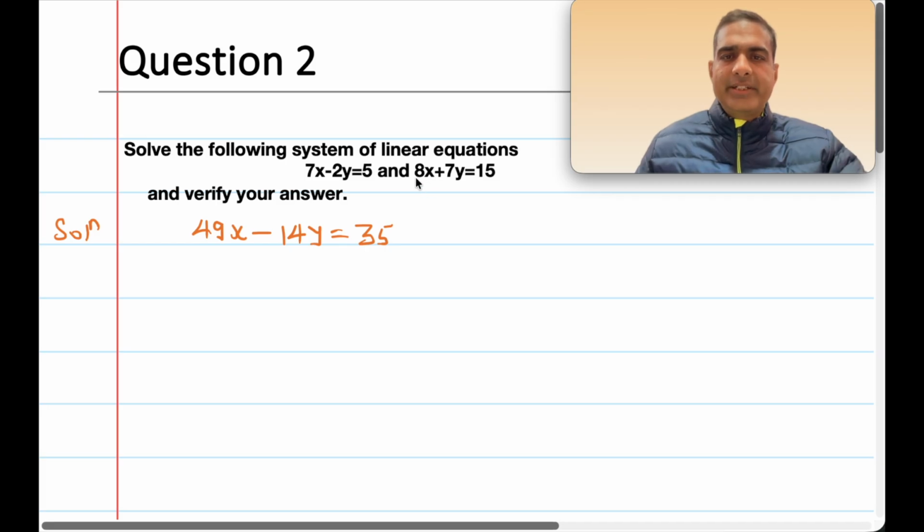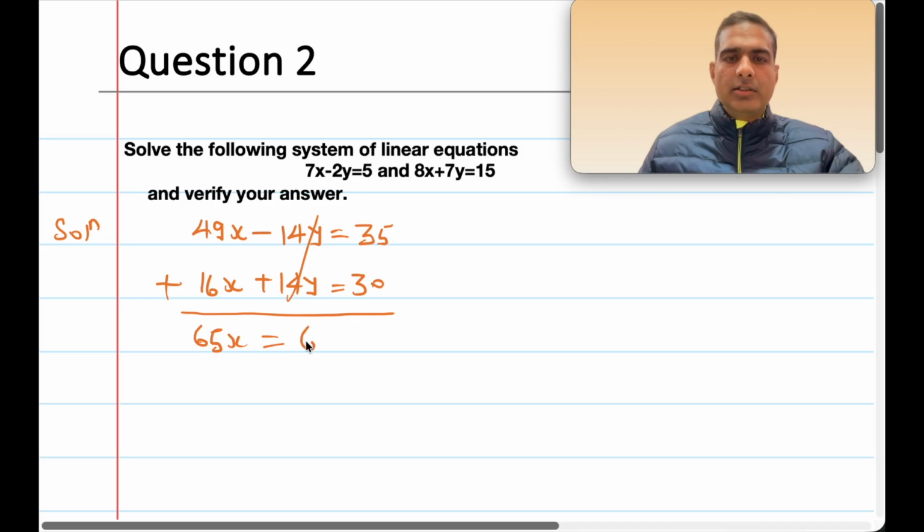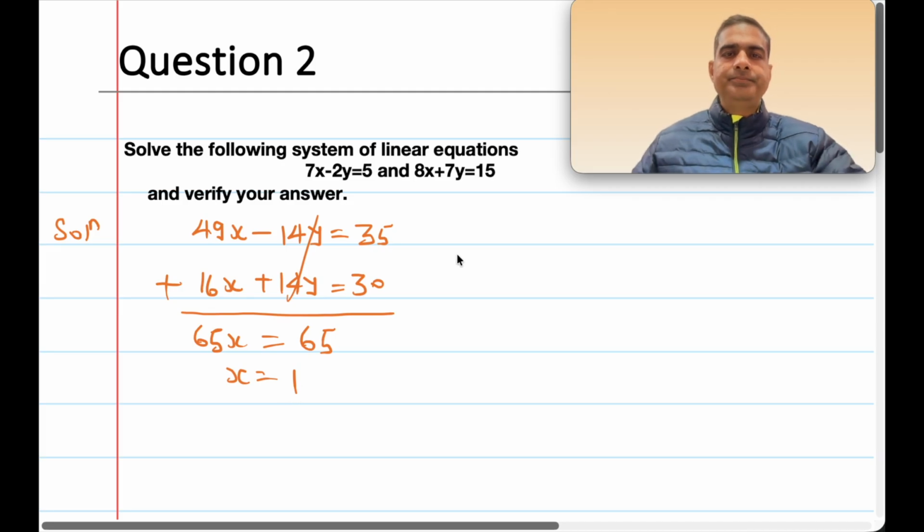And we multiply the second equation by 2, because we have to make the coefficient of y 14, so it will be 16x plus 14y is equal to 30. Now, as the coefficients of y are of opposite sign and they are equal, I can add both the equations. So this will be 65x, and this will cancel out, is equal to 65. Divide by 65 on both the sides, so we will be getting 1. So the value of x is 1.